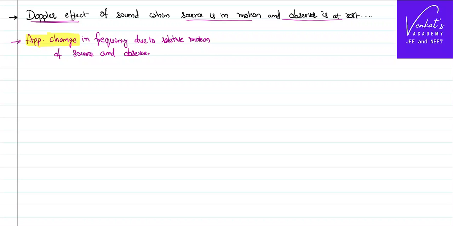Frequency appears like it changes due to not just motion but the relative motion of source or observer or motion of both of them. So, Doppler effect is the apparent change in the frequency due to relative motion of source and observer. Here in this case, we are talking only about when the source is in motion, and we will talk about the motion of the observer at a later stage, right? So only when the source is in the state of motion.